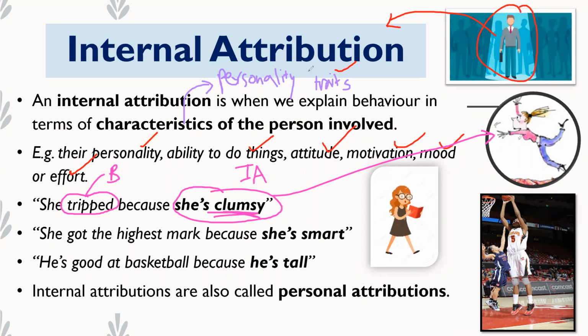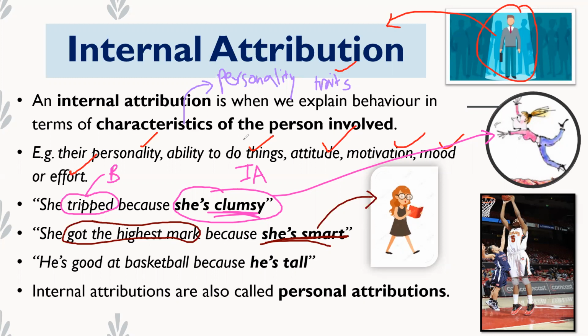Similarly, the next example is she got the highest mark. That's again a behavior, something that we can observe. She got the highest mark because she's smart. She's smart is again an individual personality trait or characteristic, or an adjective that we might use to describe an individual as being different from another person.